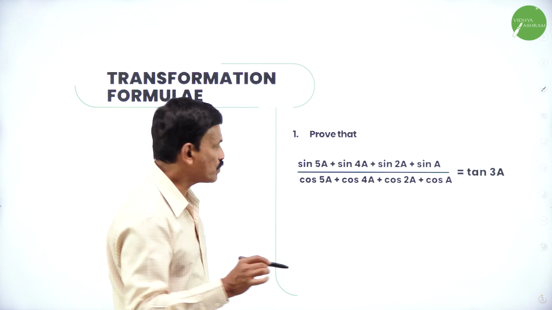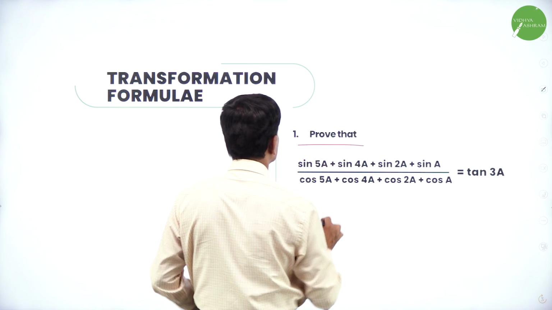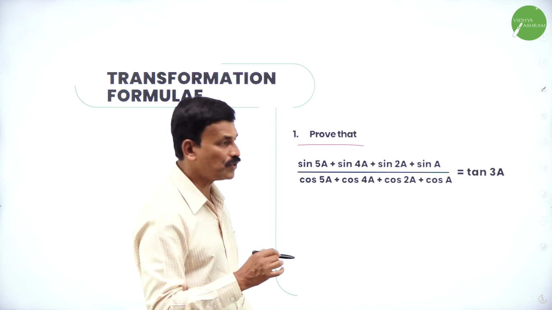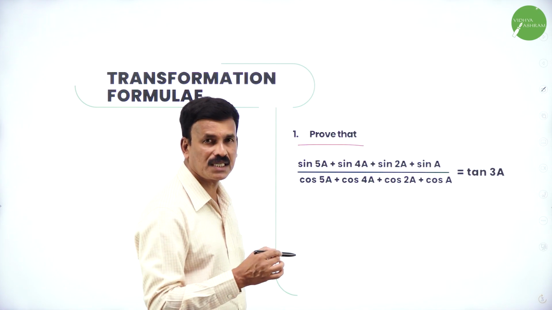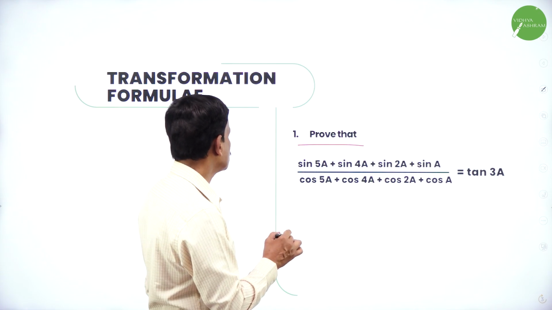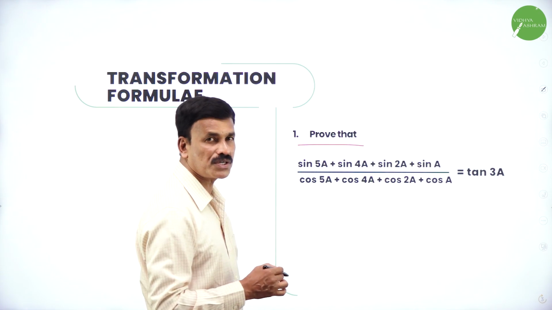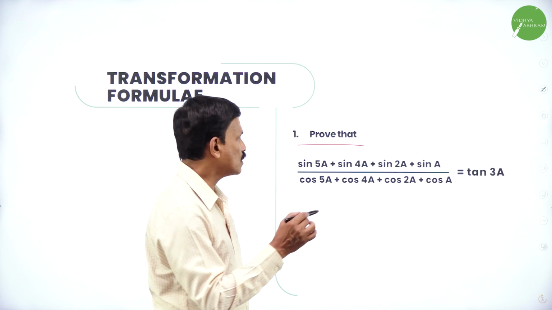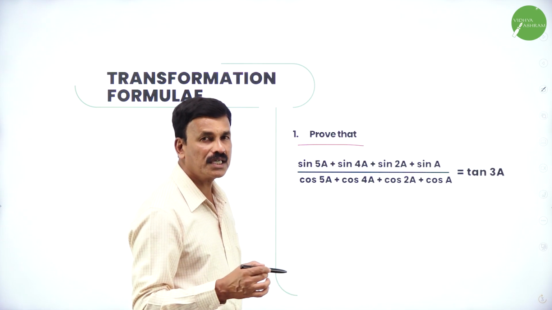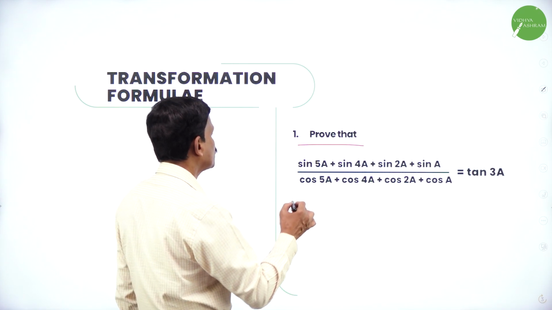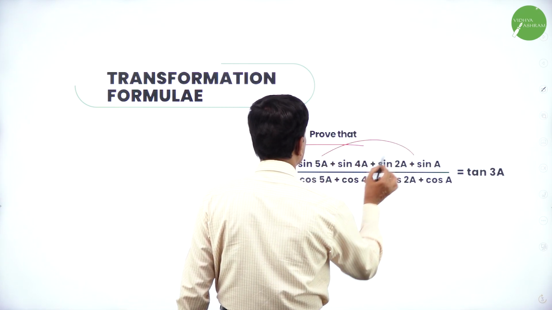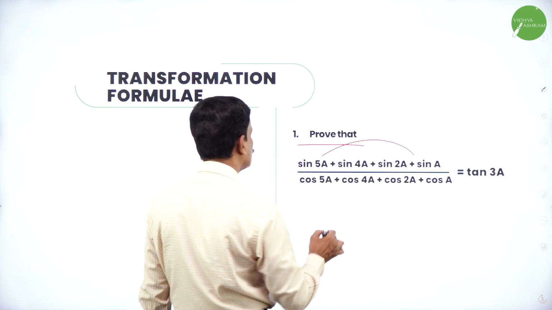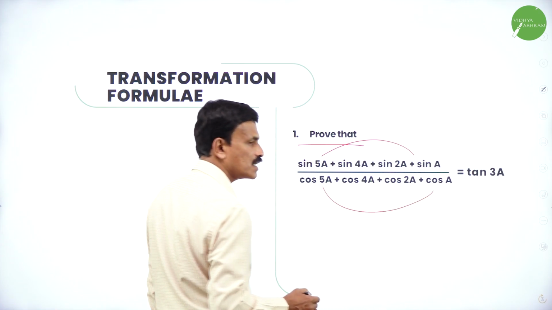Now move on to the first problem. Prove that sin 5A plus sin 4A plus sin 2A plus sin A divided by cos 5A plus cos 4A plus cos 2A plus cos A is equal to tan 3A. What is to prove? The answer is tan 3A. Now take LHS and group the terms. Let us group these two as one: sin 5A plus sin A one group, cos 5A and cos A as one group.